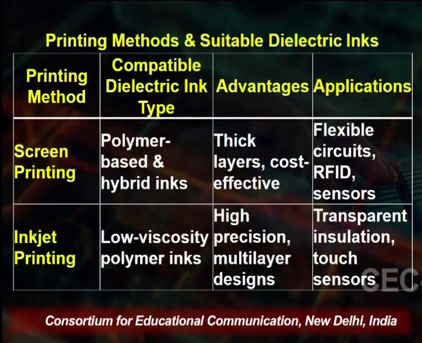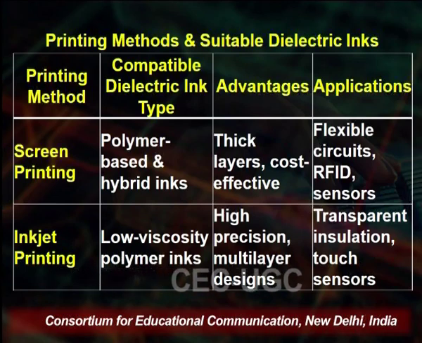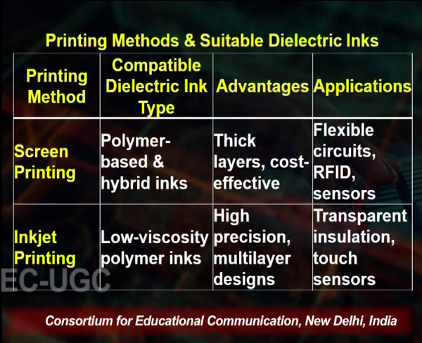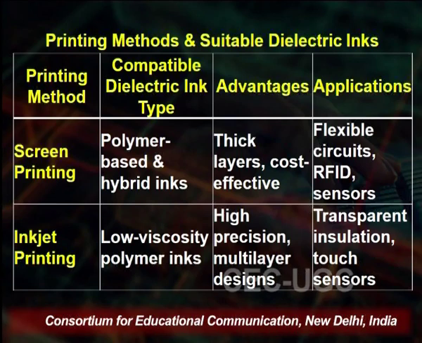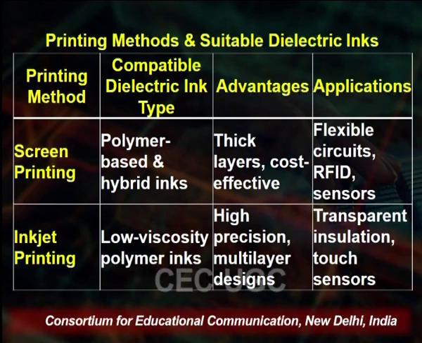What type of printing techniques can we use for this? We can use various printing methods, among which we have screen printing. In screen printing we use the polymer based or the hybrid ink, as we require the thickness and it is cost effective, moreover the application again is flexible circuits or sensors as per the requirement.